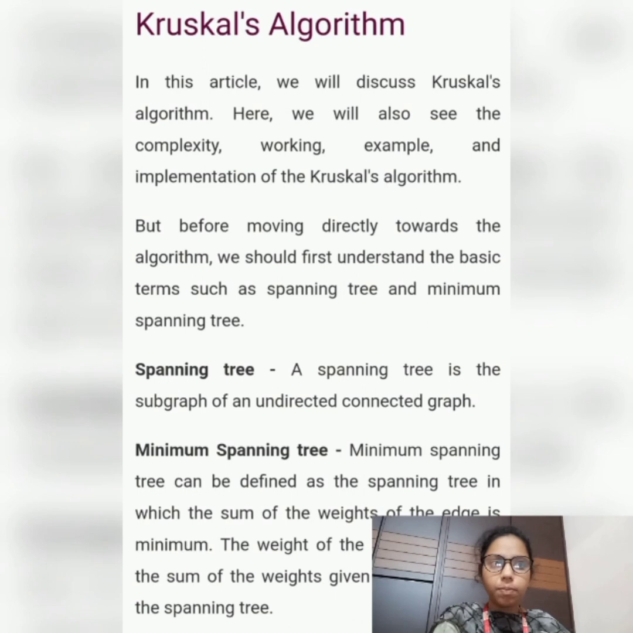A spanning tree is a subgraph of an undirected connected graph. A minimum spanning tree can be defined as the spanning tree in which the sum of the weights of the edges is minimum. The weight of the spanning tree is the sum of the weights given to the edges of the spanning tree.